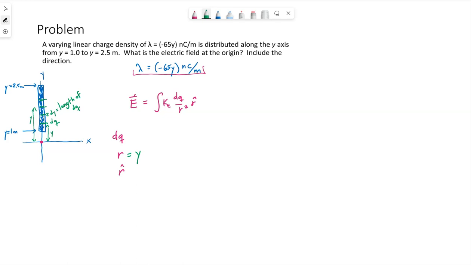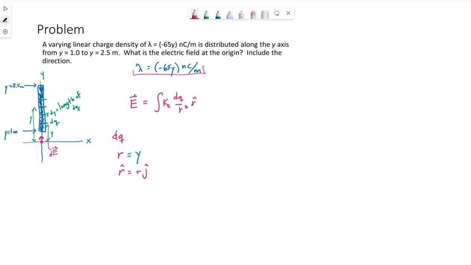Since this rod is negatively charged, the electric field will point towards it. So each piece of charge is going to create its own electric field at the origin that points towards it. That means r hat is positive j hat.